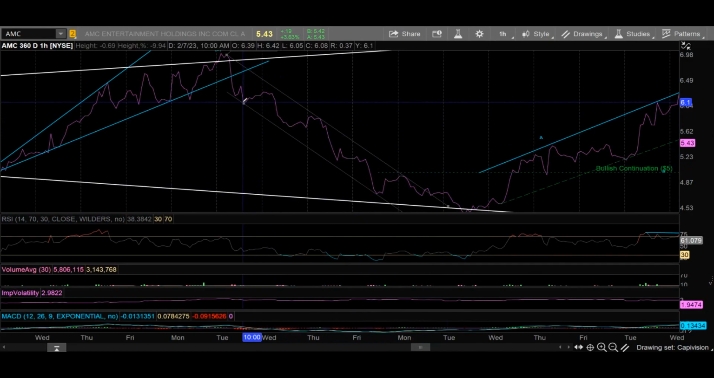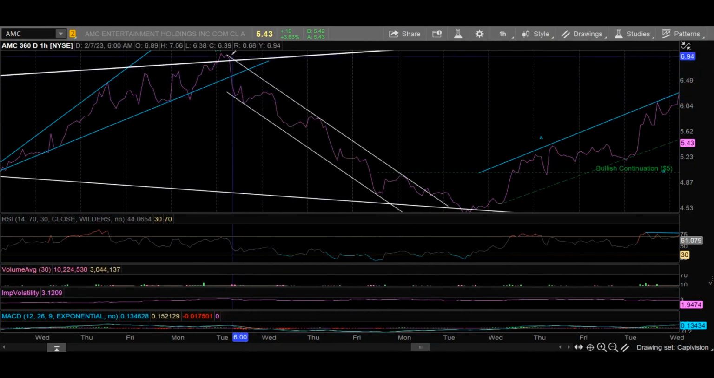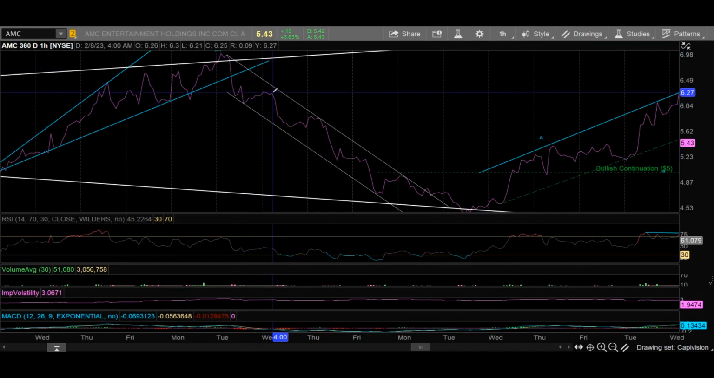And I'm going to take this all the way back to the low, that first low that confirmed that initial downtrend. This is wave 1. 1, 2, 3, 4, 5. Then we had wave 2, and then we had wave 3.